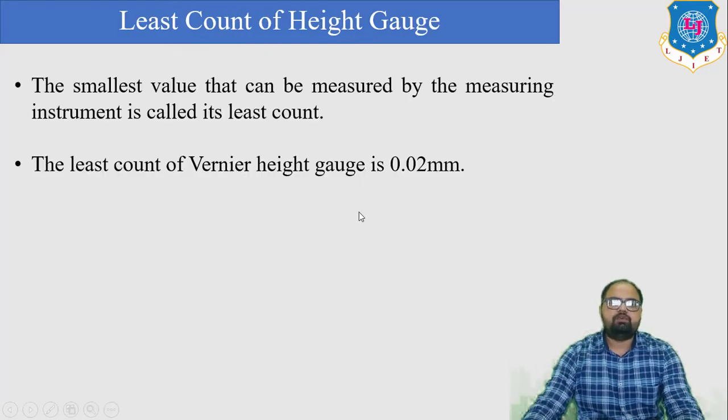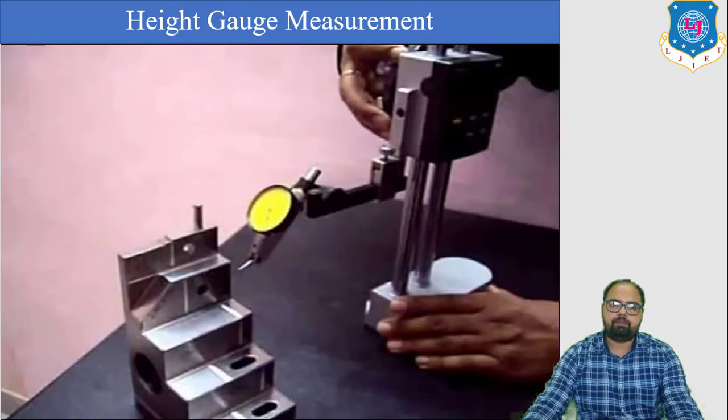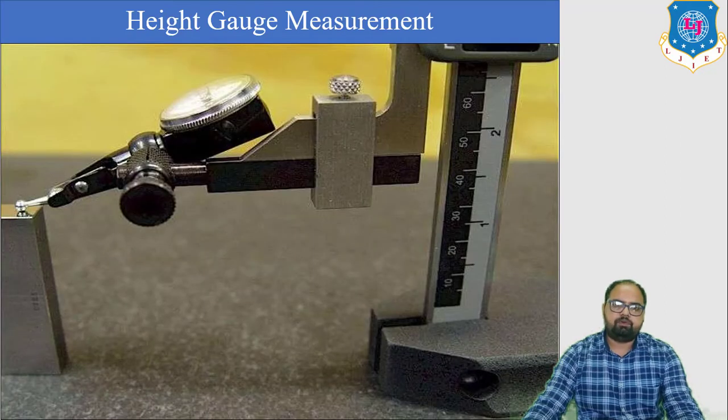The smallest value that can be measured by a measuring instrument is called the least count, and the least count of the vernier height gauge is 0.02 mm. Now you can see by this way we can measure any object. So these are the images. By this way we can measure the height of an object.